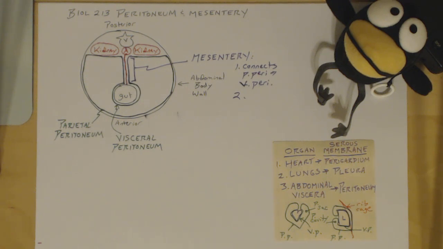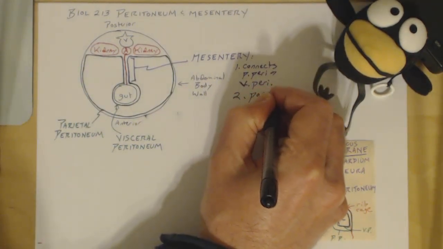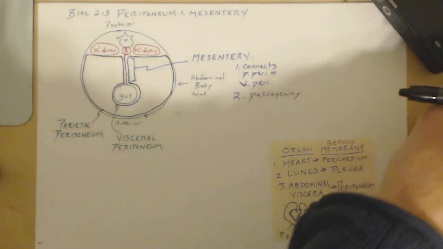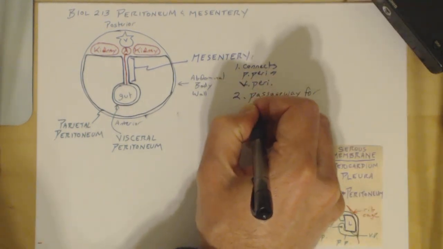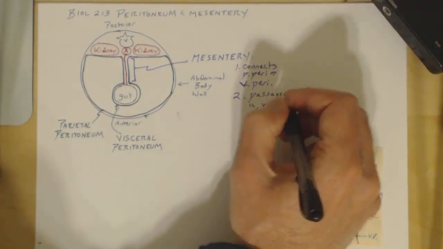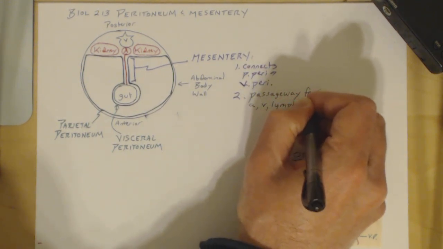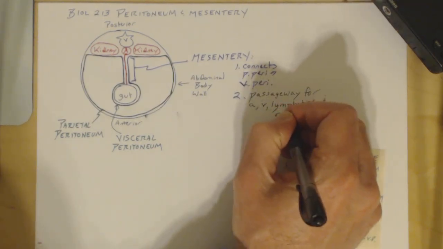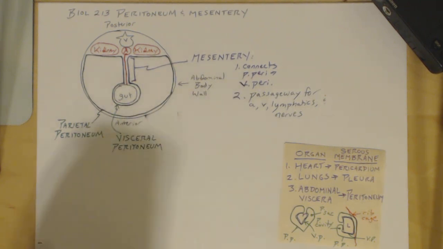And so mesentery also serves a purpose as a passageway for arteries, veins, lymphatics, and nerves to and from the organ in question, in this case, your gut.